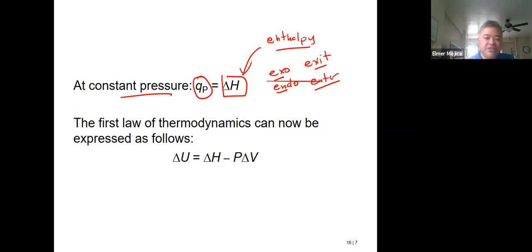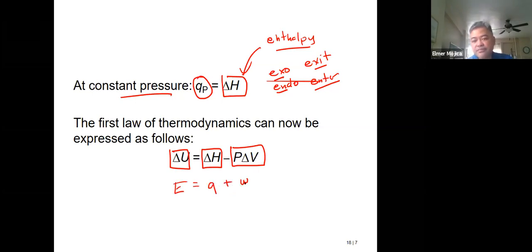And the overall thing that you could recall is that the internal energy is just equal to what? Delta H minus P delta V. But if you're going to simplify it, it is just like this. That's where they came from. The internal energy is equal to heat and work.